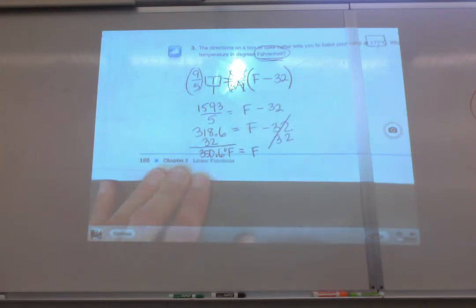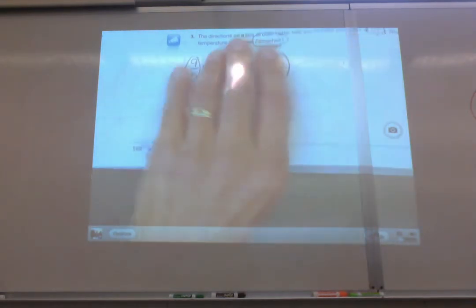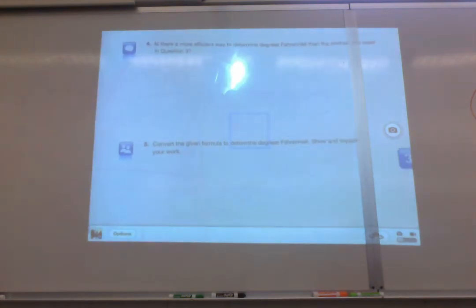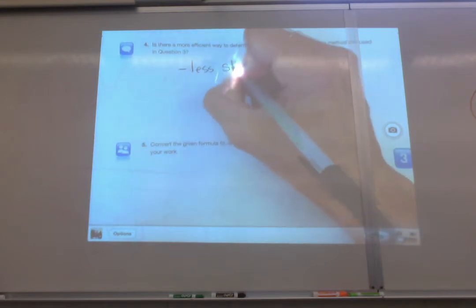Question number 4. Andy, could you read number 4 for us? Is there a more efficient way to determine degrees Fahrenheit than the method used in problem 3? Problem 3 was a lot of steps. What do you think is a more efficient way? Less steps. How can we make this have less steps?